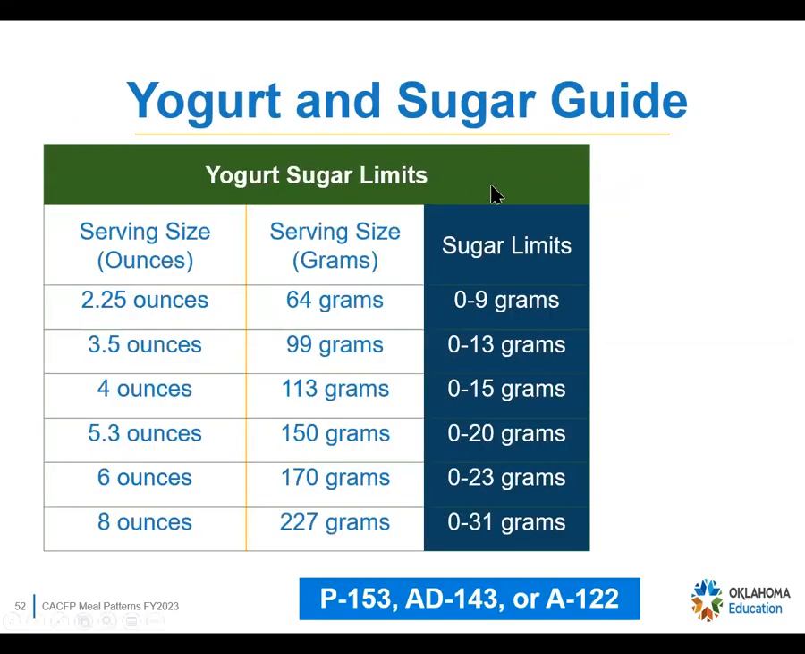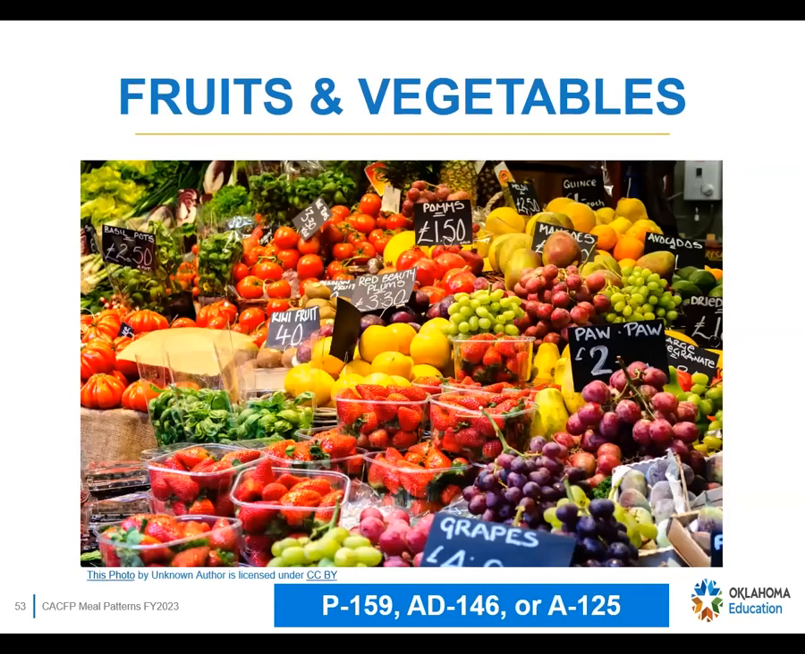So what you do is you go to your chart, which is in the manual. We also have handouts from USDA that you can find in the resource library. You come down to yogurt, go down to your 6 ounces and scroll over and it says 0 to 23. The yogurt that we looked at had 19 grams of sugar in it. It is less than 23, so you can serve that yogurt. So again, just be cautious with yogurt. This is for all ages, anybody participating in CACFP. You have to watch sugar for yogurt and cereals.